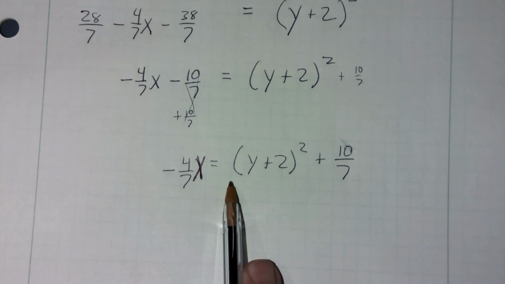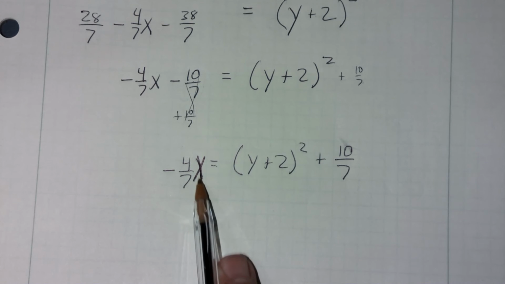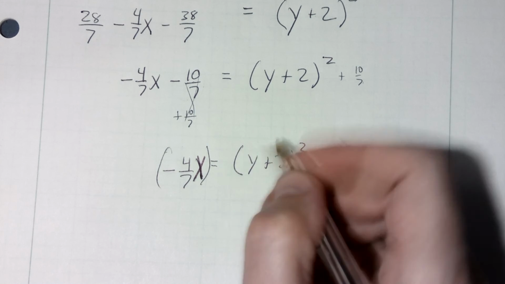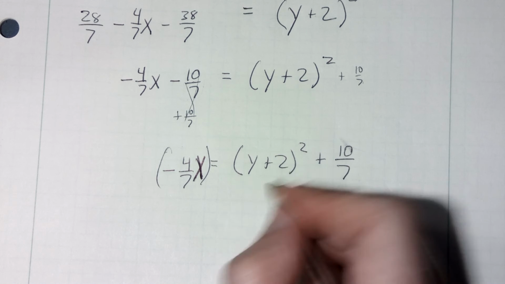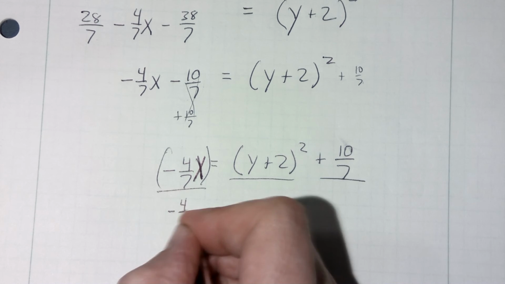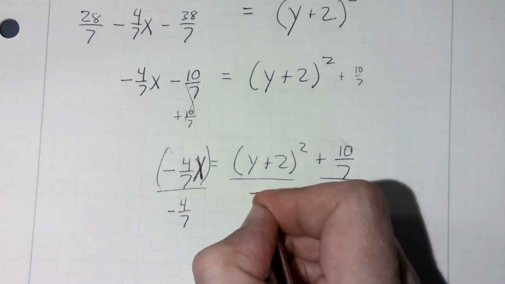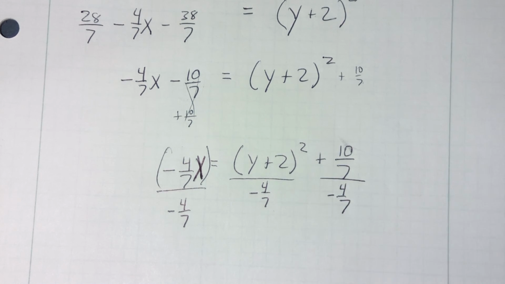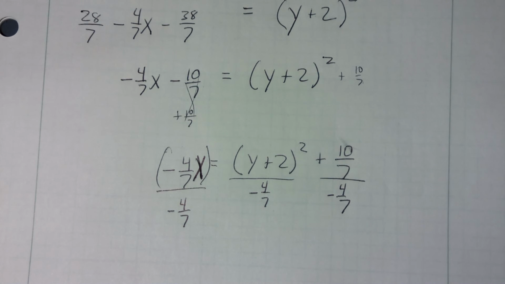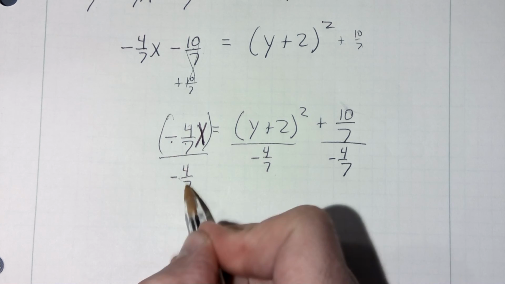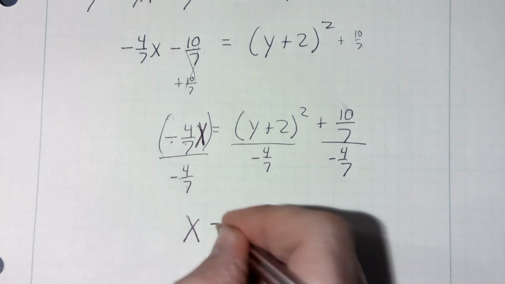Now, the last step is I need to get the x completely alone. So I'm going to multiply or divide, however you want to think about it, everything by a negative 4/7. So I divide by a negative 4/7, and I divide by a negative 4/7. Now I'm hoping and praying you're comfortable with dividing by fractions and how you do that. Because what happens is this negative 4/7 and this negative 4/7 cancel, leaves me the x.